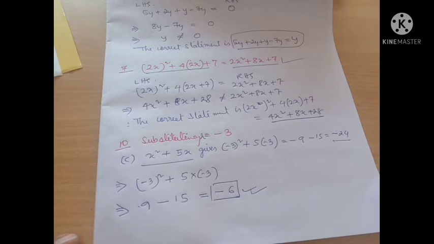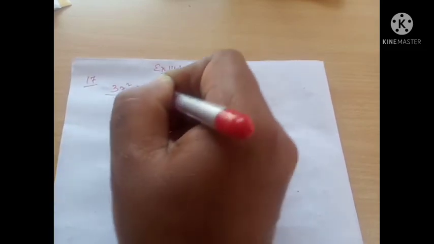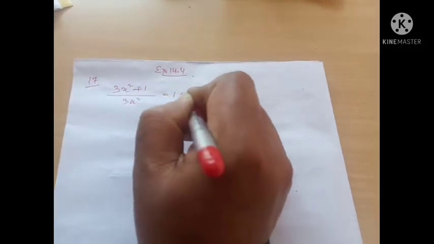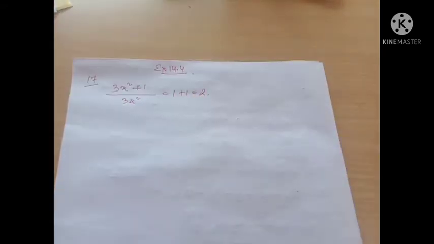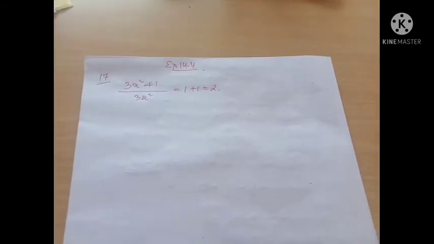Next, we will have question number 17. That is question number 17, exercise 14.4. Question number 17, 3x square divided by 3x square plus 1 is equal to 1 plus 1 is equal to 2. Now we have to find out whether the given statement is correct or not. Now let's see.